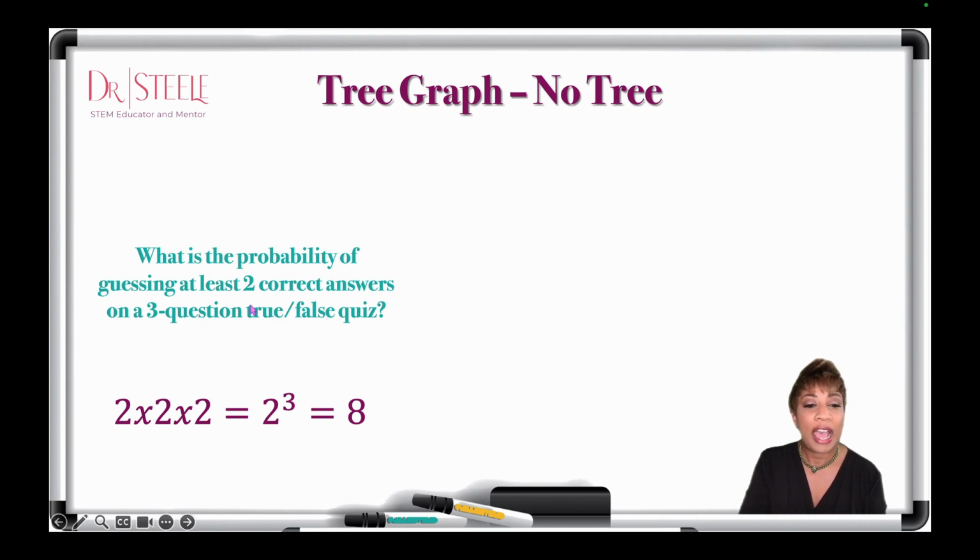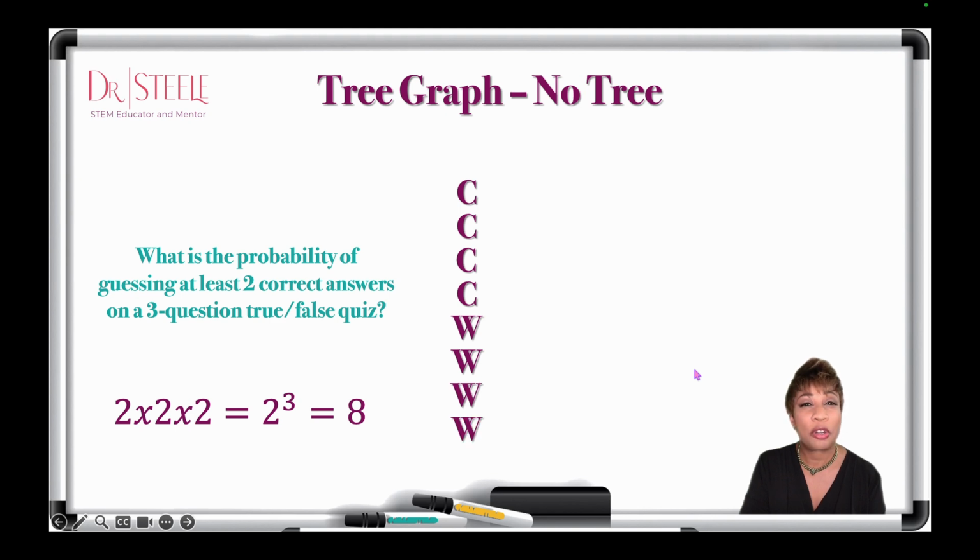And so I have one question that can be true or false, so that's 2. Another question that can be true or false, and another question that can be true or false. So we can write it as 2 times 2 times 2, or 2 to the 3rd power, which gives us a total of 8 possibilities. Now here's the cool part. I'm going to take 8 and divide it in 2, which is 4, right? So I'm going to write 4 correct answers and 4 wrong answers.